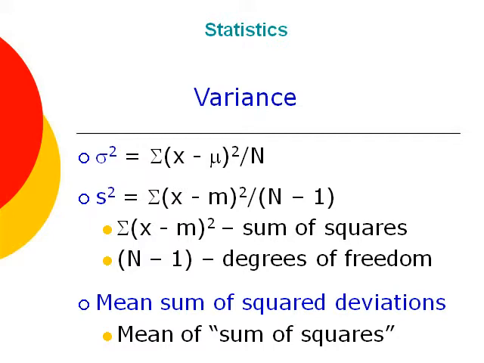If you'll recall, a mean is an average, or a sum of scores divided by the number of scores. Thus, a variance is really a type of mean. This is because it has a sum in the numerator, the sum of squares, and the number of scores in the denominator. So it can be thought of as the mean, or the average, of the sum of squared deviations, or the mean of the sum of squares.